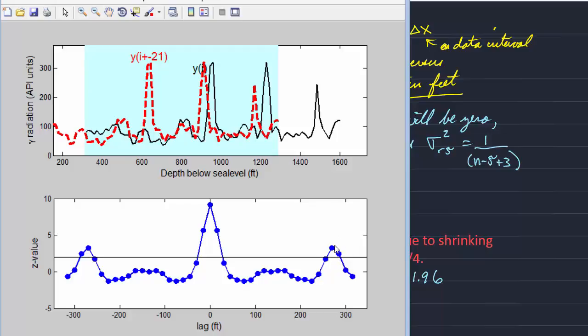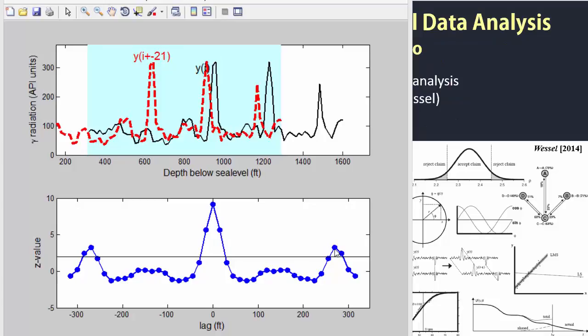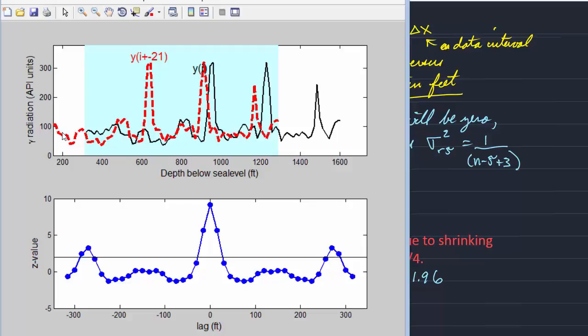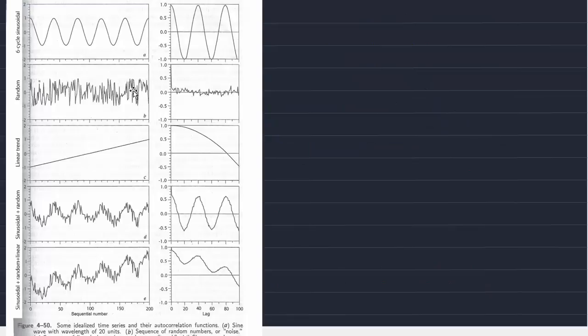It's highly unlikely that this peak occurs purely by chance of sampling from a random record. So we would reject the null hypothesis that there is no pattern or no characteristic thickness of the lithologic sequences in our record, and accept the alternative hypothesis that there is a tendency for cyclicity with a characteristic thickness of about 275 or close to 300 feet. So that will conclude my discussion of this example that Davis gives on the gamma radiation log. But let's look at a few other examples of autocorrelation functions.